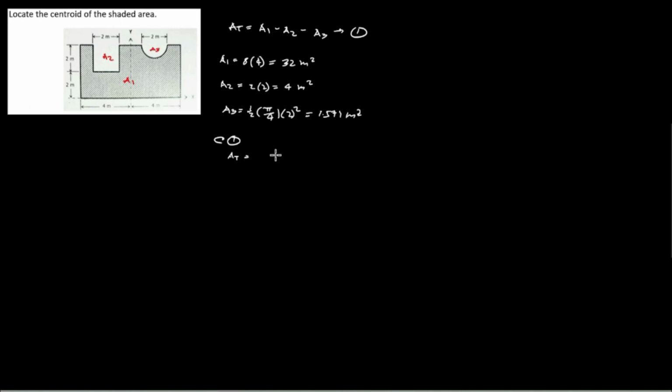So we now have the three areas. Total area is equal to area 1, 32, minus area 2, which is 4, minus area 3, 1.571. The total area is 32 minus 4, that's 28, minus 1.571, or 26.429 square meters. So that's the total area. To find the centroid of the area, we will designate first the x bar and y bar, or the location of the centroid.